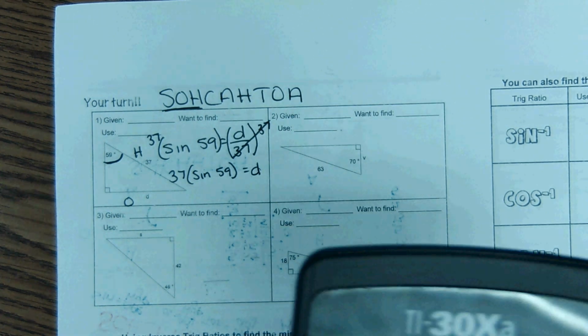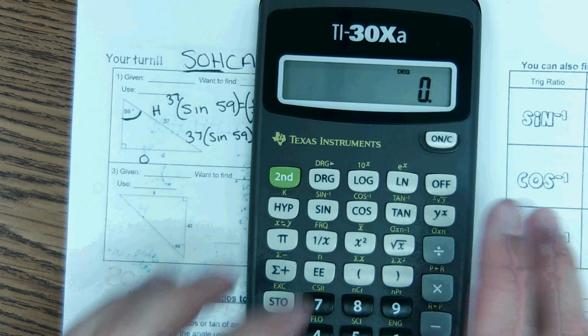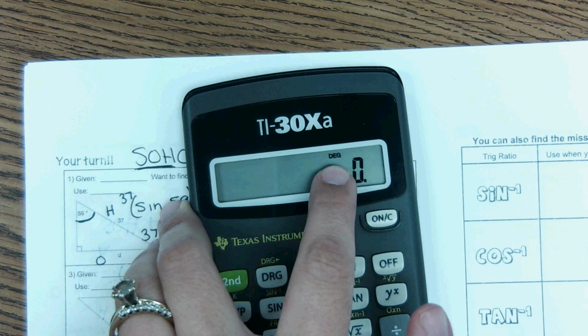Where'd my, I swear I went over there to grab a calculator. I already shot a calculator on the desk.